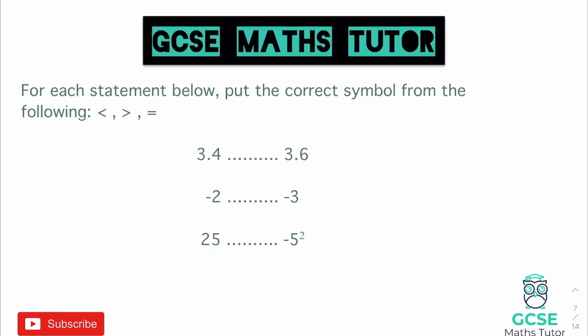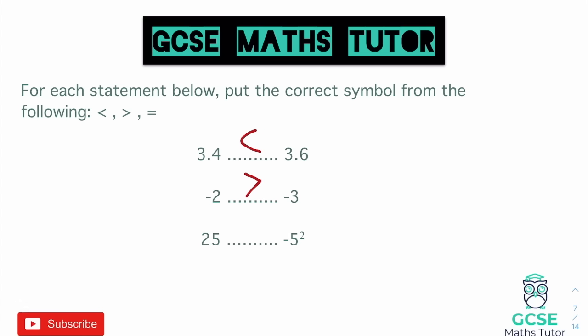Okay, so this question says for each statement below, put the correct symbol from the following. So we have less than, greater than, or equal to. So for the first one, 3.4 is less than 3.6. So we put the less than symbol there. For the next one, -2 is actually greater than -3. So we put that -2 is greater than -3.